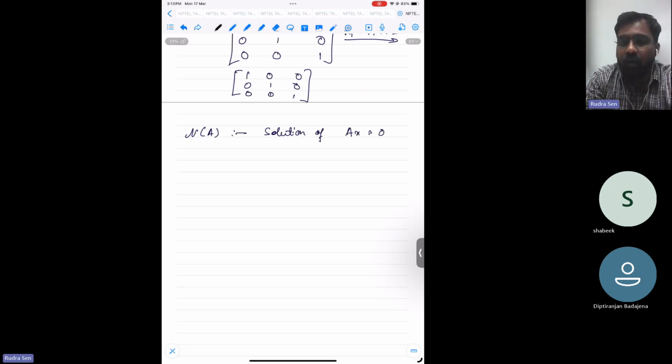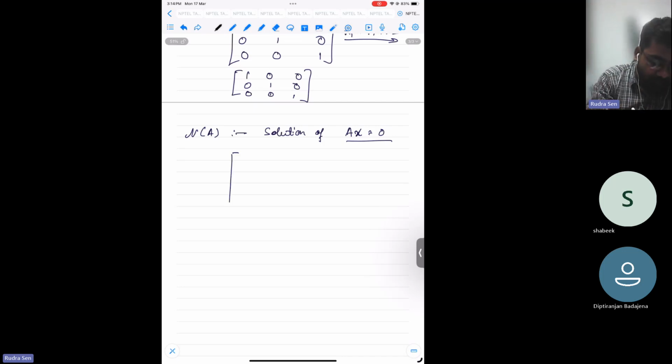So we need to find all those x that satisfy this equation, Ax equals 0, right? Those x are basically the null space of A. Okay. So what would be the dimension of the null space?